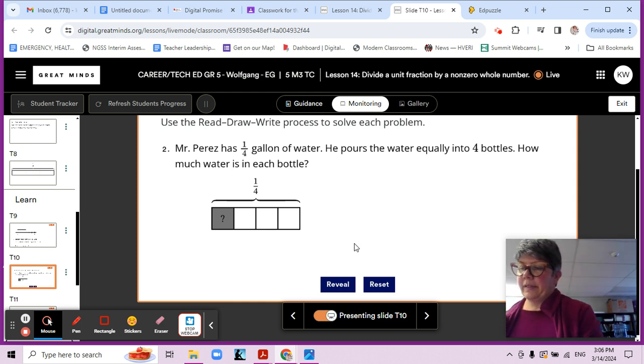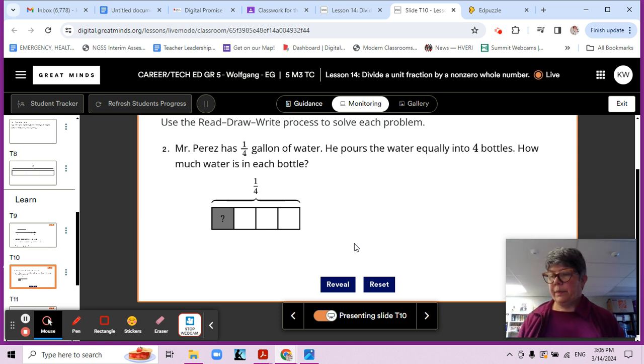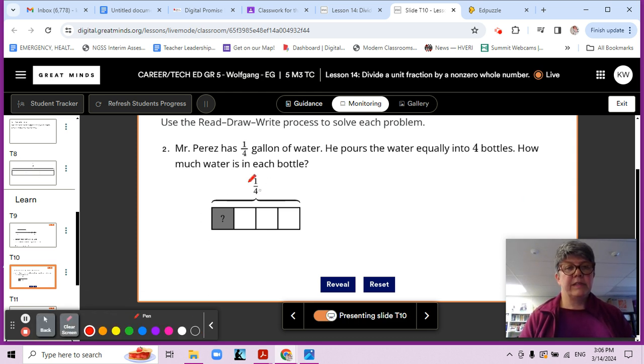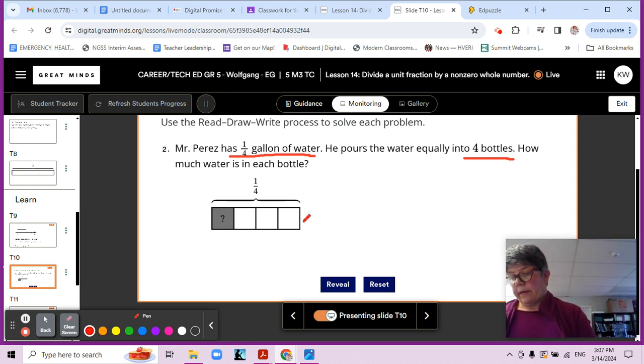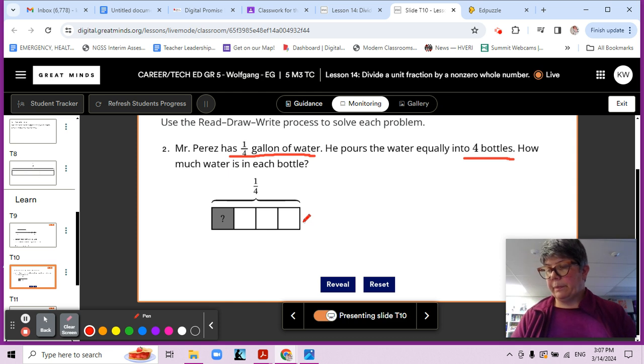All right, so let's think about that problem a little bit. We have a tape diagram. What do you notice about how it's labeled and partitioned? Do you see the 1/4? Because he has 1/4 of a gallon of water. So this is just the 1/4 of a gallon, and we have 4 bottles, so it's showing us the 4 equal parts. Okay? What does the problem ask? How much water is in each bottle?